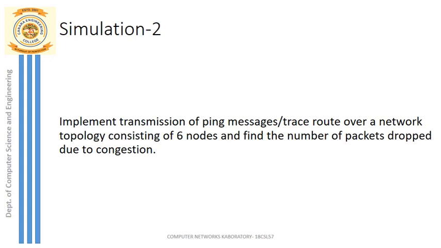In this video, I'll be discussing the second simulation program in Computer Networks Laboratory with the subject code 18CSL57. The problem statement is to implement the transmission of ping message or trace route over a network topology consisting of 6 nodes and find the number of packets dropped due to congestion. We are simulating the given problem statement using NS2 and we consider ping message for the same.